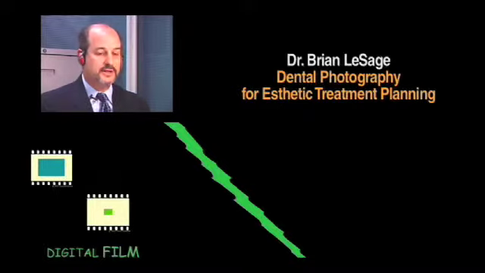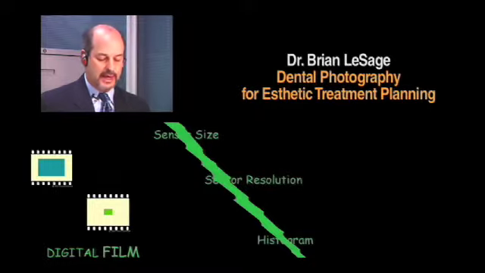And now let's take a moment and spend some time on digital film. All right, so obviously we're not sending film off to Kodak or so anymore. So now we have really sensors. Now we have sensors, and so we're really going to look at sensor size, sensor resolution, and histograms.